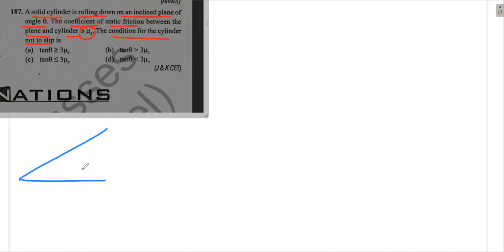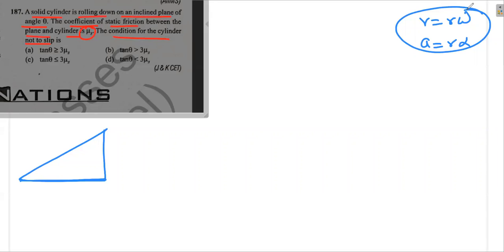Remember, normally when something is rolling, we say that V is equal to R omega, or omega R if you write it as a vector, and A is equal to R alpha. These are the conditions for no slipping. This will happen only if there is no slipping. So whenever they say no slipping or not slip, you have to use this condition. This must be satisfied.